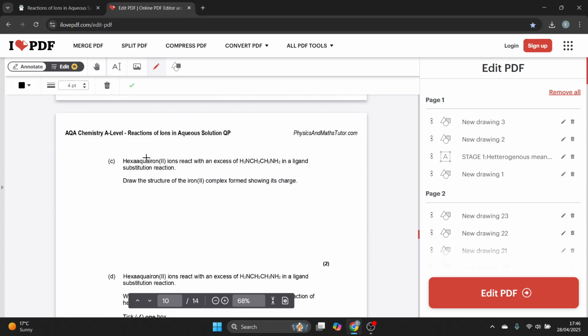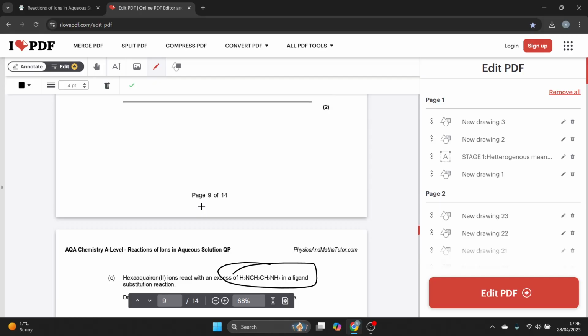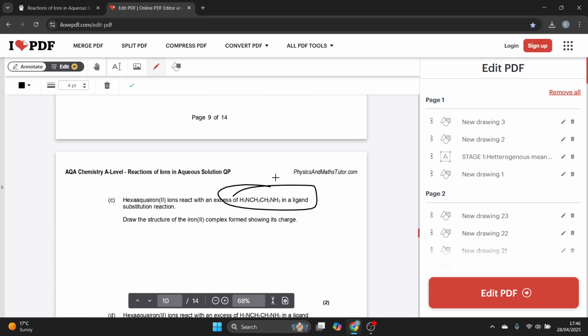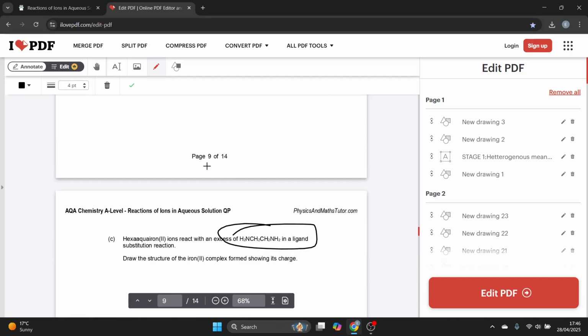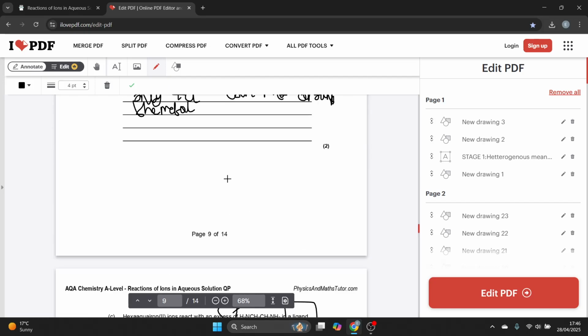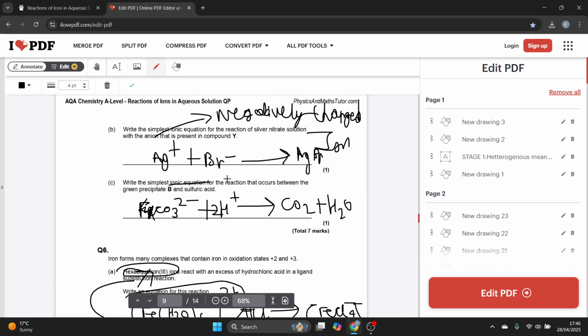Part C, hexaaqua iron(II) ion reacts with an excess of this. In the ligand substitution reaction, show the structure of the complex ion formed, showing its charge. Well, if it's a ligand substitution reaction, I've got Fe(H2O)6 2+, reacting with this. Well, ligand substitution, so I'm just going to have Fe, whatever that is, plus H2O. That's all I'm going to have.